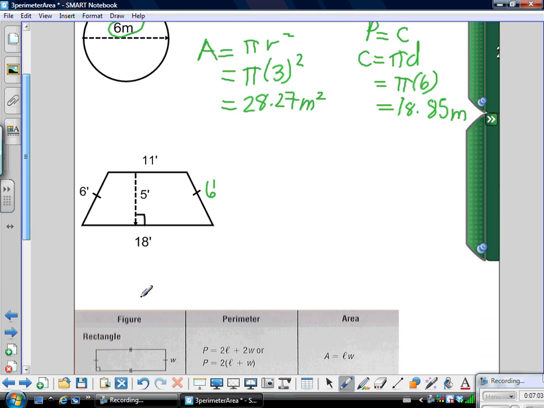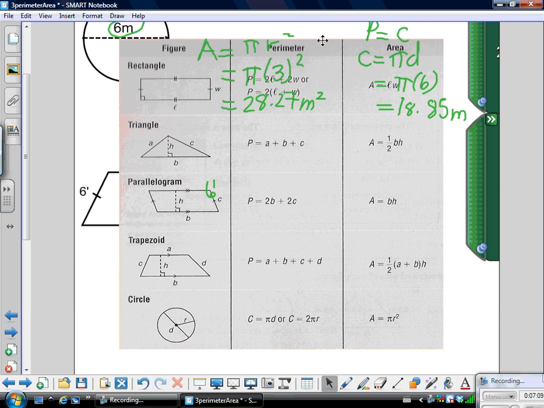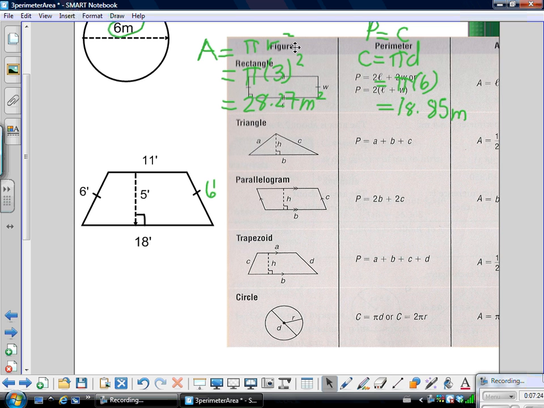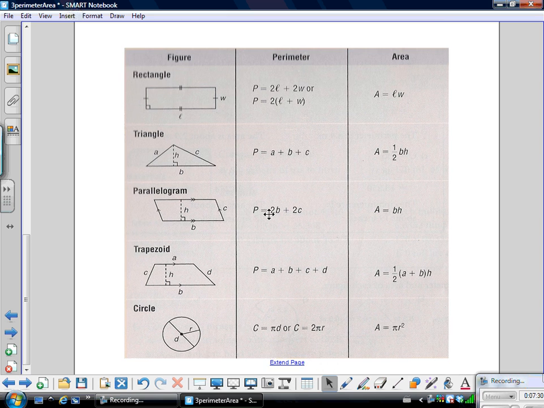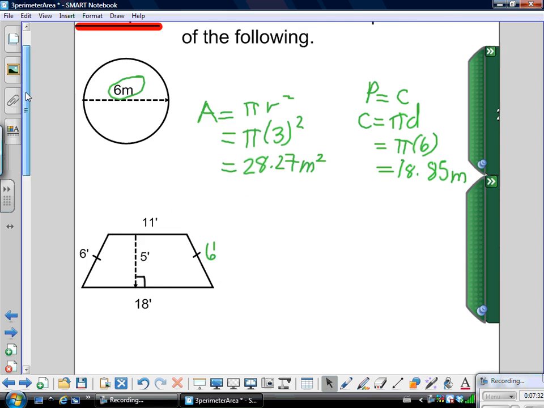So if we find the area, first of all, okay, we can see what our formula is. It says area is 1/2 (a plus b) times the height. Right? So it's really important on your formula sheet to compare what they call A and B with your diagram. So in our diagram, A and B are the 11 and the 18. Okay, going to move this out of the way because we don't need it.